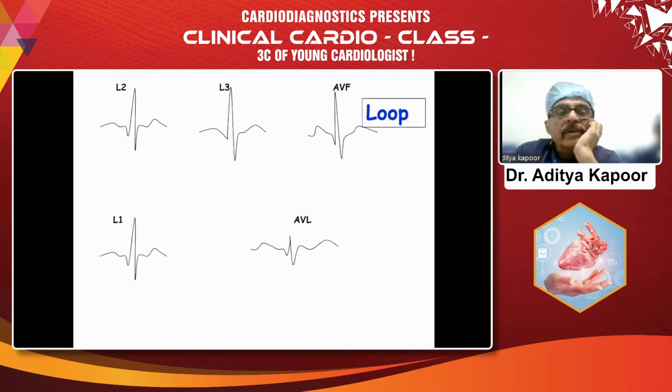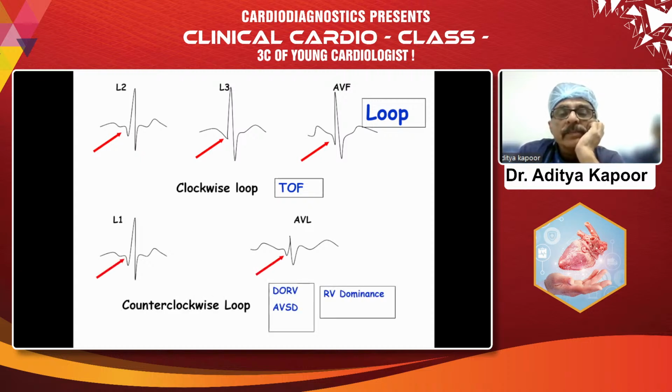Loop, this was also mentioned by Dr. Kamal just now. If leads 2, 3, and aVF show you Q waves, this is a clockwise loop, more suggestive of tetralogy. If lead 1 and aVL show you Q waves, this is a counterclockwise loop. If the RV is dominant, a counterclockwise loop with RVH, DORV and AVSD are the suggestive diagnoses.